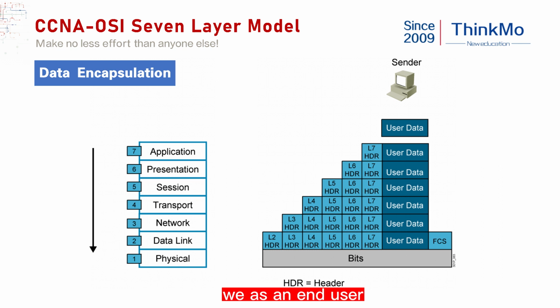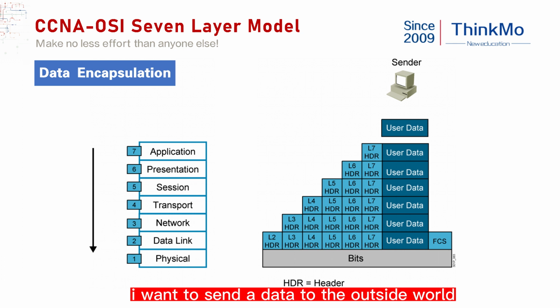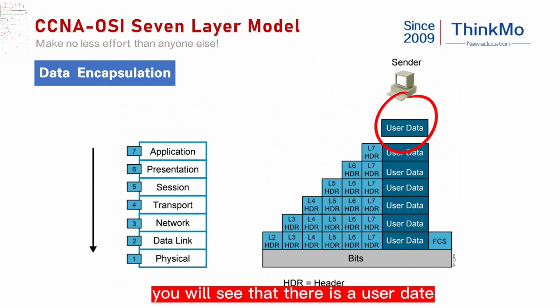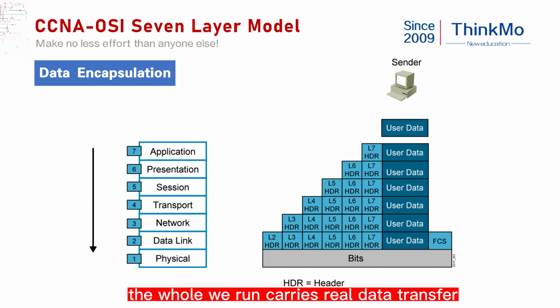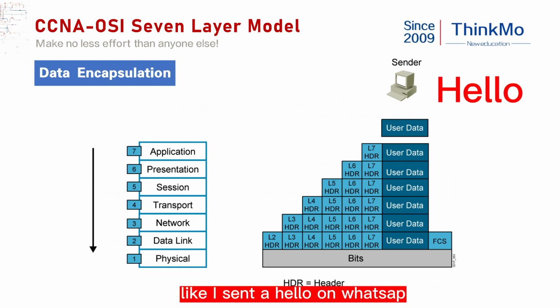We as an end user, this is called the sender, want to send data to the outside world. Before sending the data, you will see that there is user data. We usually call this business data, the real data that our company's network carries. We call it user or business data. I generate data locally, like I sent a hello on WhatsApp. Then the data I sent is actually what I want to deliver.